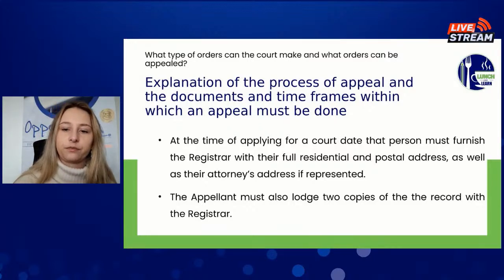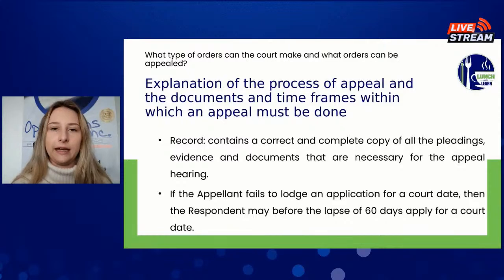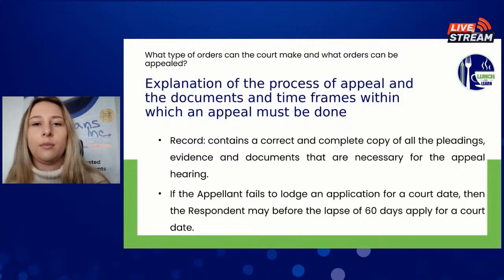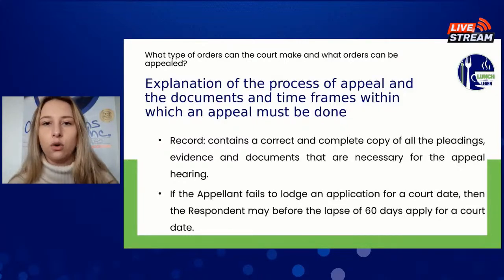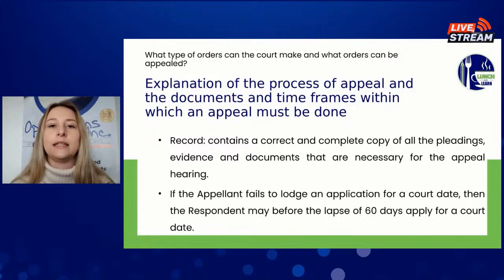We've said the record contains all of your pleadings. So everything that was used in terms of your maintenance court order to get to that point, all of those pleadings are contained in your record, as well as any evidence and documents necessary for the appeal. Your evidence that was given, for example, if it is a default court order, or all the evidence that the applicant or the respondent gave, and then also any documents such as your identity documents or the birth certificates of the children. All of those documents are contained in your record. So this will obviously also become important for the appeal decision.